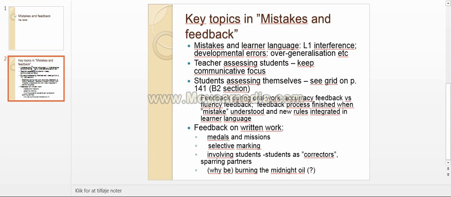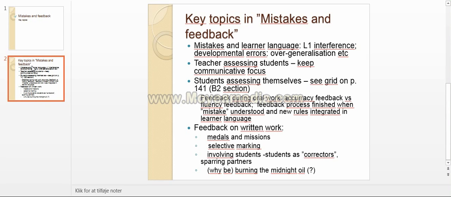First, we can talk about mistakes and learning a language, and there are certain types of error. We can talk about L1 interference errors, which are errors that speakers make because they transfer elements, syntax, morphology, grammar and vocabulary from their native language, and they think that they can apply it just the way things are in their native language.